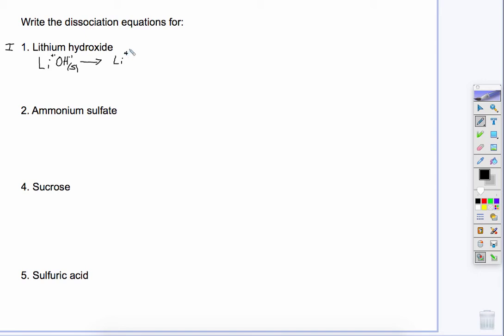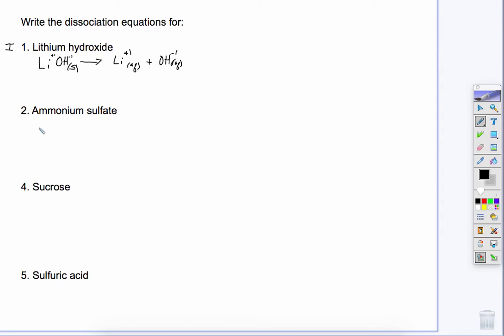So it's going to be lithium +1 (aq) plus hydroxide -1 (aq). What's important here is we want to put the charges up here and write the (aq) over here. You should also balance the equation: 1 lithium, 1 lithium, 1 hydroxide, 1 hydroxide.